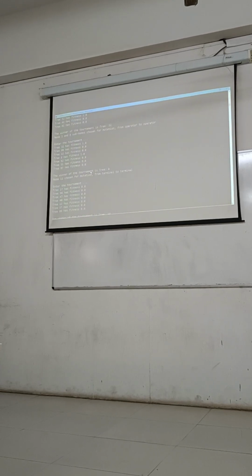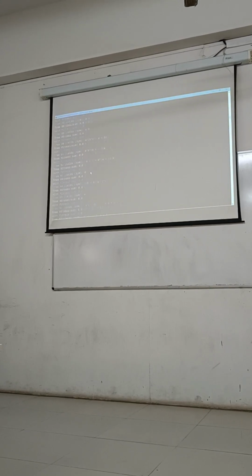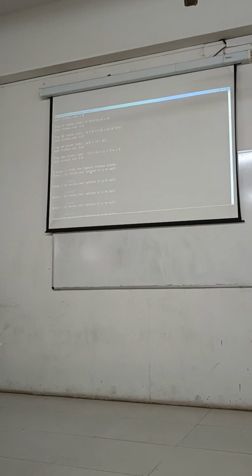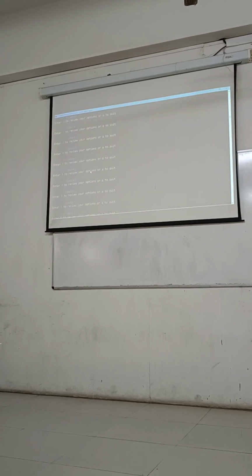And as you can see here, you get the information of different trees. Any other questions?